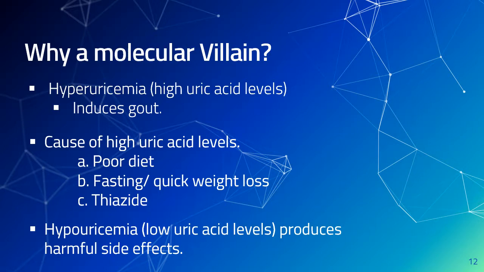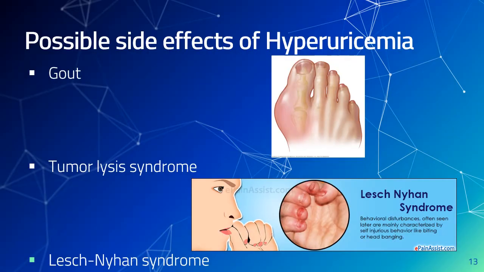And the second I will mention is hypouricemia, which is low uric acid levels, which produces harmful side effects, which I will again explain shortly. Below are three possible side effects of hyperuricemia. The first is gout, which is a form of inflammatory arthritis that attacks joints and causes redness and swelling. Eating foods such as seafood and drinking too much beer have been linked to gout.